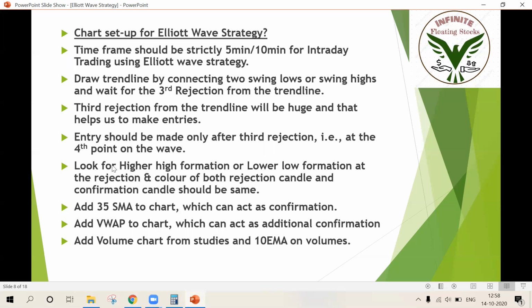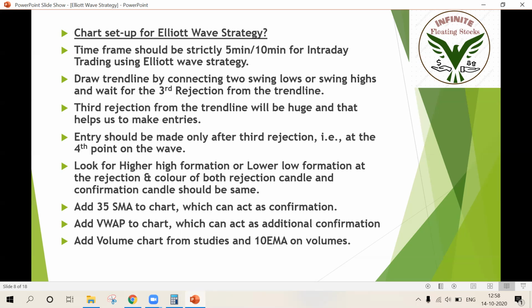And yes, the conditions are the same. You need to look for higher high formation and lower low formation at the rejection, and the colors of both the rejection candle and the confirmation candle should be the same. You need to add the 35 moving average to the chart, and you also need to add VWAP. And you need to add the volume chart from the studies, and add a 10 moving average on the studies. The confirmations are the same for the price action strategy and the Elliott wave strategy.